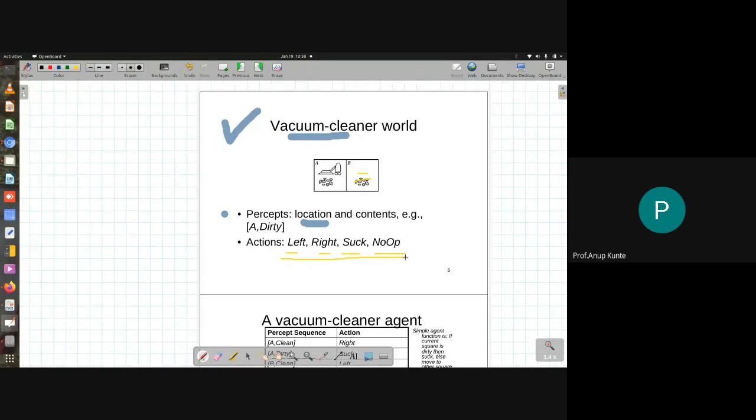This sequence of actions will actually clear the dirt in room B, but your room A will still be dirty because you did not, as a vacuum cleaner, first check if there was dirt in room A. अगर वो चेक करते तो पहले उसको आप सक करते and then you would move to room B.